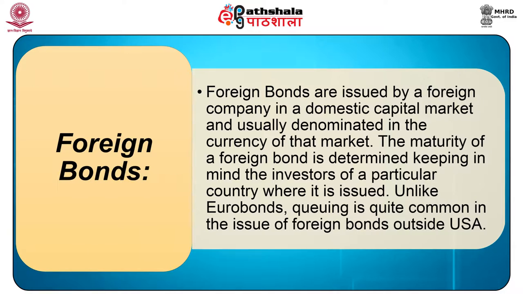For instance, if an Indian company issues a bond in New York and the bond is denominated in the US dollar, then it will be known as a foreign bond. They are subject to government regulations in the country where they are issued. The makeup of a foreign bond is determined keeping in mind the investors of the particular country where it is issued. Unlike Eurobonds, queuing is quite common in the issue of foreign bonds outside the USA. This is because the local authorities mainly regulate the issue of foreign bonds. The markets are often smaller and bunching of issues is neglected.